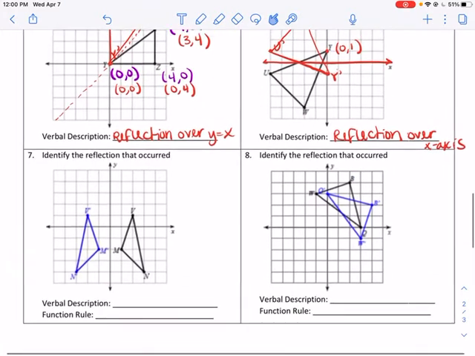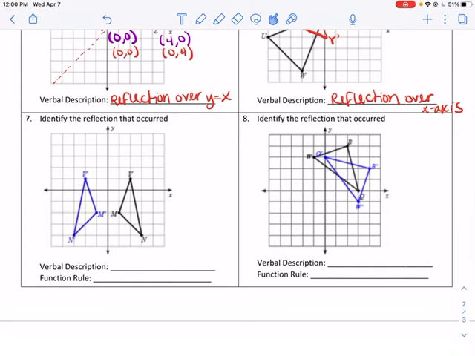Okay, now on these two, we don't even have to draw. We just have to figure out what the line of reflection was. So you're looking for the line that both shapes are the same distance from. This one's pretty easy. It looks like it's that line right there. So it reflected over the y-axis.